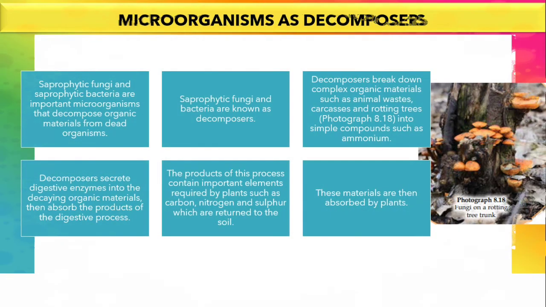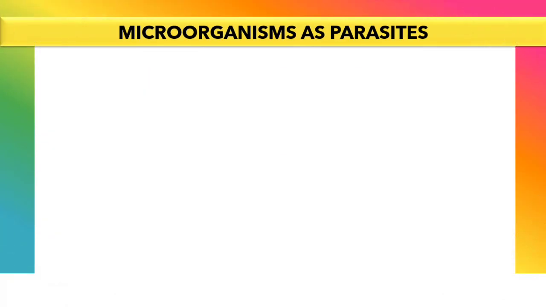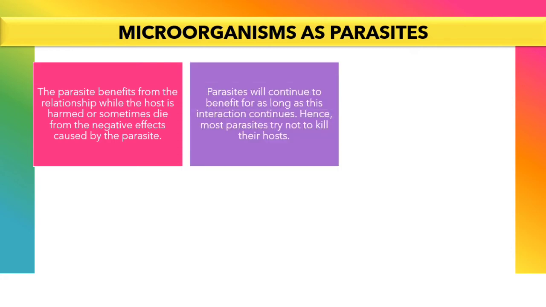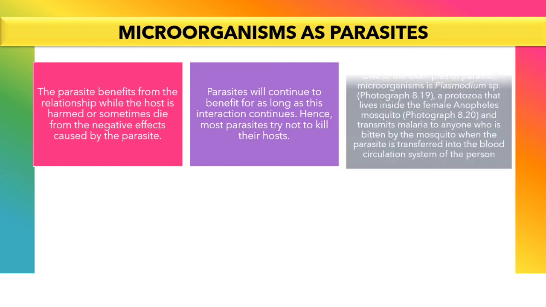Microorganism as parasite. The parasite benefits from the relationship while the host is harmed and sometimes dies from the negative effect caused by the parasite. The parasite will continue to benefit for as long as this interaction continues. Hence, most parasites try not to kill their host because it's beneficial for the parasite. One example of a parasitic microorganism is Plasmodium.